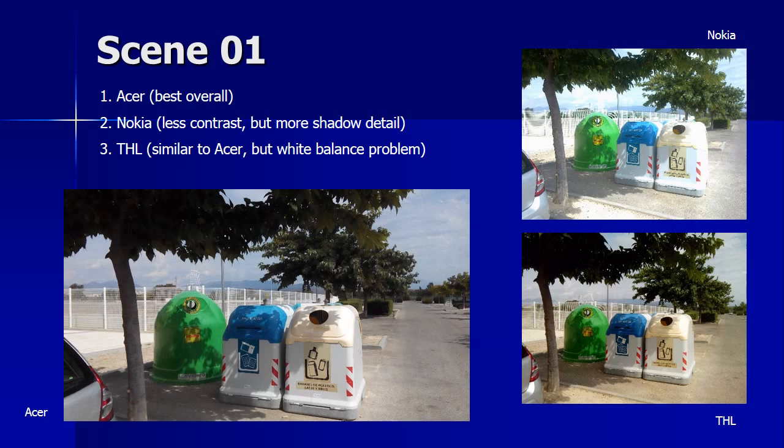Bright sunny day, a lot of hard shadows. I was in doubt about the Nokia and the Acer on this one. The Nokia looks quite nice, but if you look in detail, the sharpening really goes wild, and that fence in the background, and the Acer seems more balanced. The THL has, like many times, a white balance issue. The Nokia is also a little bit too bright, although you see more details in the leaves. The contrast is also a little bit lacking.